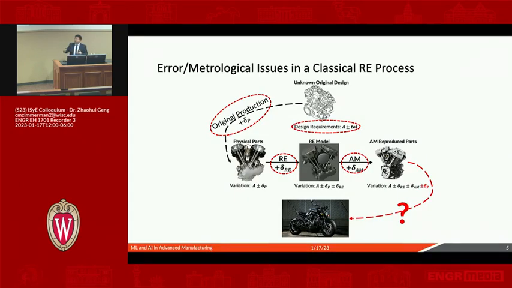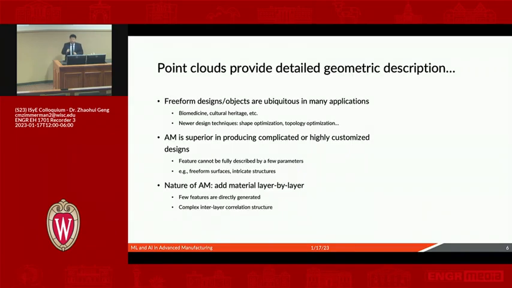So to tackle these issues, we need to find a way to model these variations and estimate the original design, right? In order to do that, we need to know what type of data we're dealing with. The data we're dealing with is called point clouds. The reason we choose point clouds is that they provide a detailed geometric description for complex features.